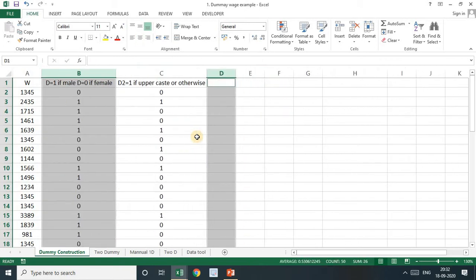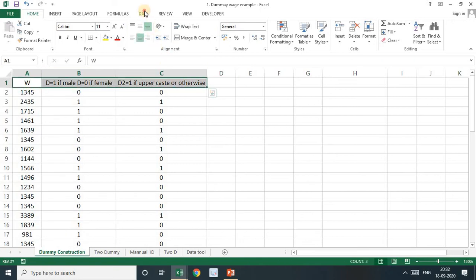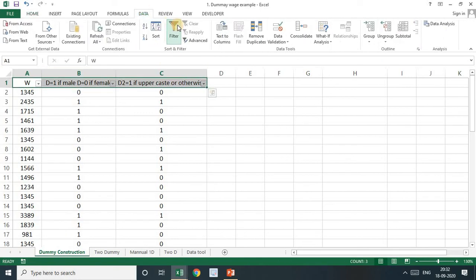Okay, so here also you will get separately the average wage of male, the average wage of female, the average wage of upper class and lower class. I am not going to use the technique called filtering. If you do the filtering, then you can manually collect all this information. So I'm not going for that.